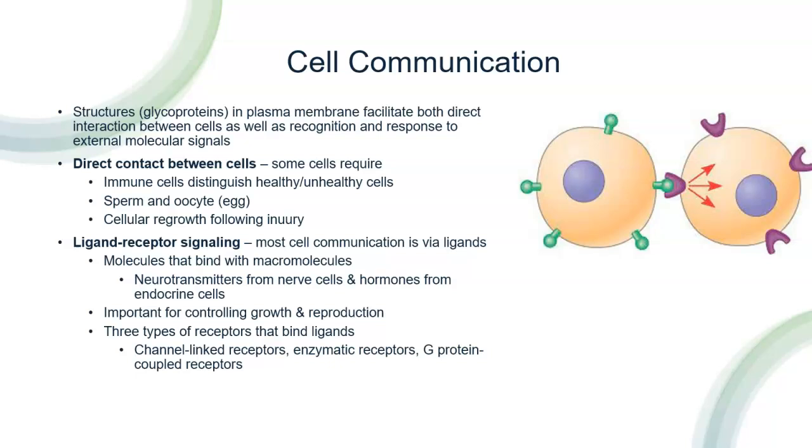So the direct contact between cells is when one cell actually physically contacts another cell. This is important in the normal functioning of cells, especially those in the immune system, because the immune system's job is to find things that shouldn't be there and get rid of them. So each of us has particular types of proteins and sugars, those glycoproteins, and that's determined by our genes that we get from mom and dad.